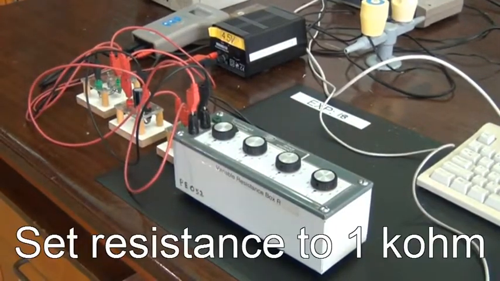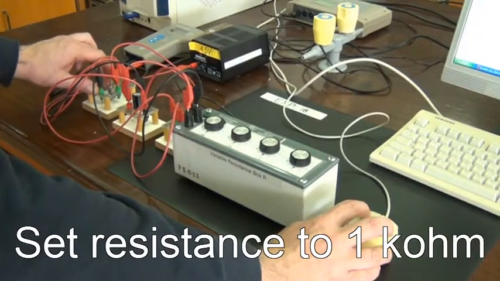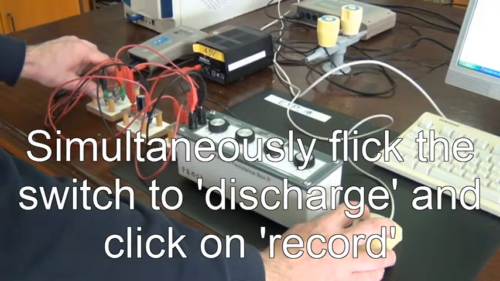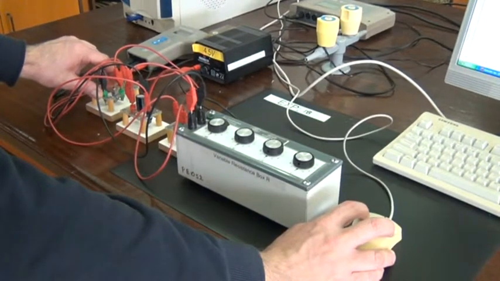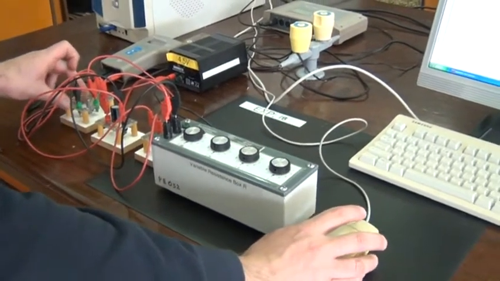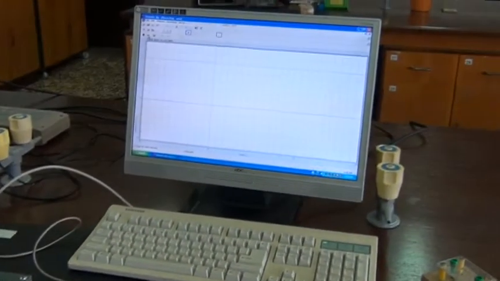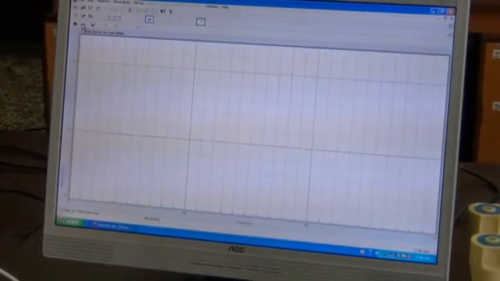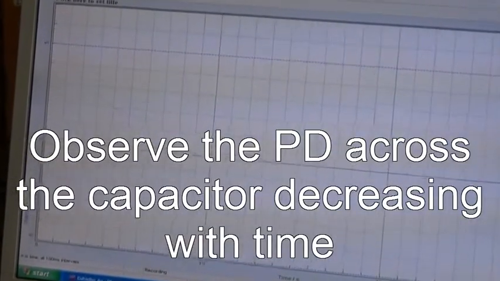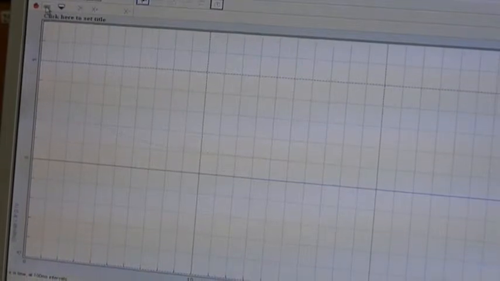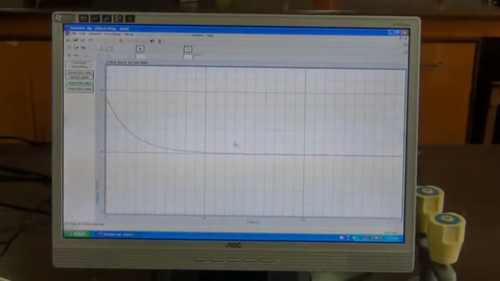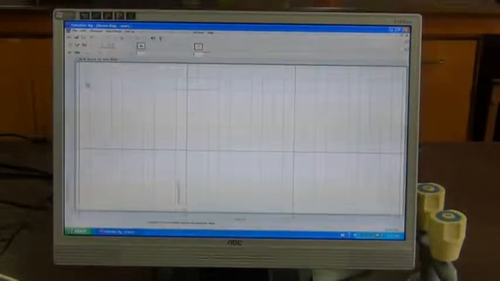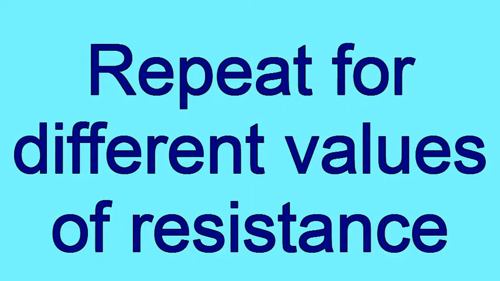We then select 1 kilo ohm on the resistance box, and simultaneously we flick the switch to discharge and click on Record on the application. We observe the graph plotted in real time as the potential difference across the plates of the capacitor decreases with time. We repeat the experiment for other different values of resistances.